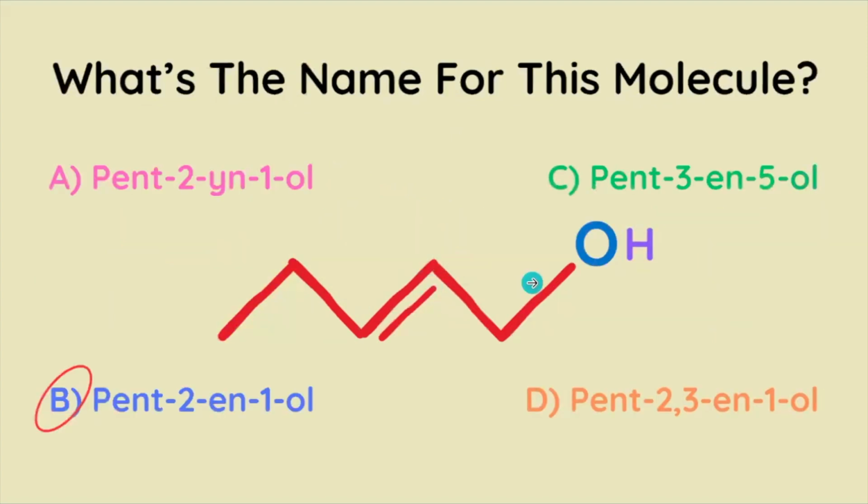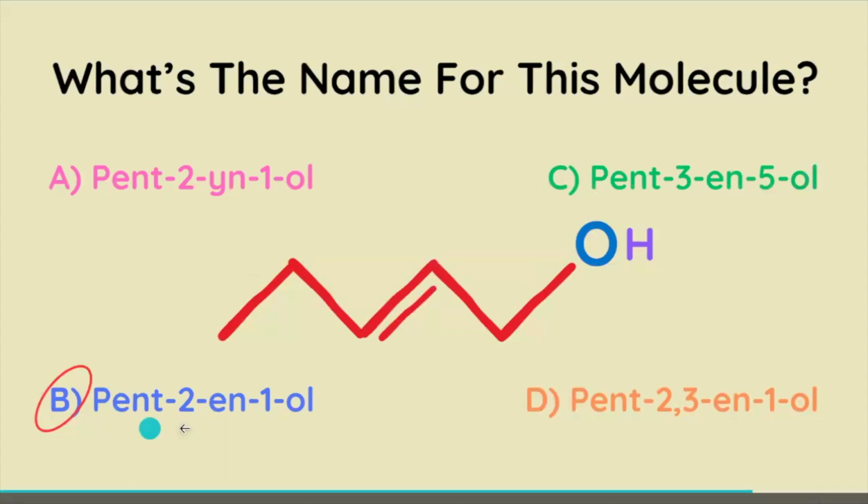Therefore, the correct IUPAC name for this molecule right here is B, Pent-2-en-1-ol.